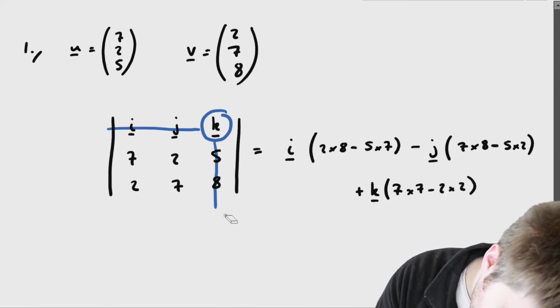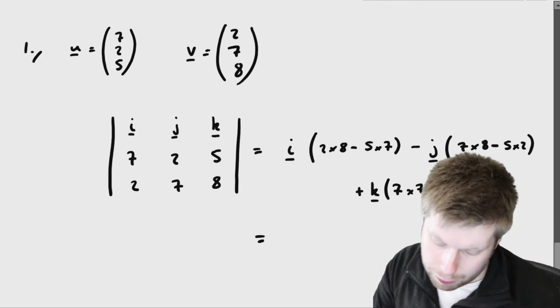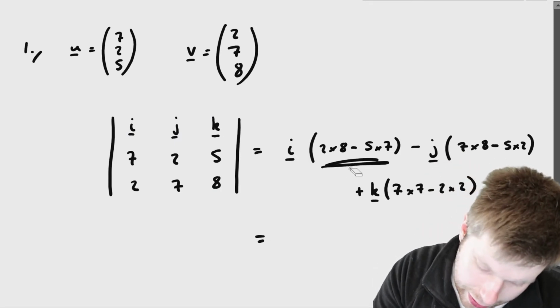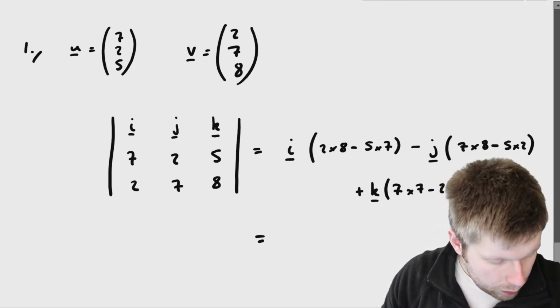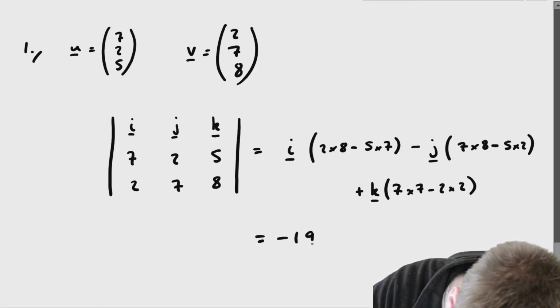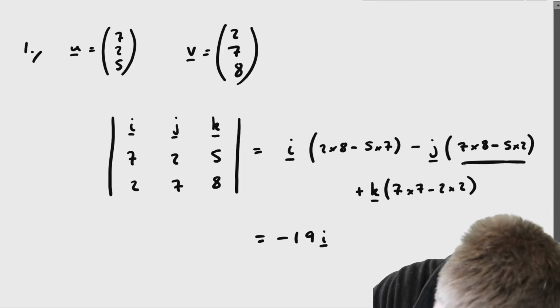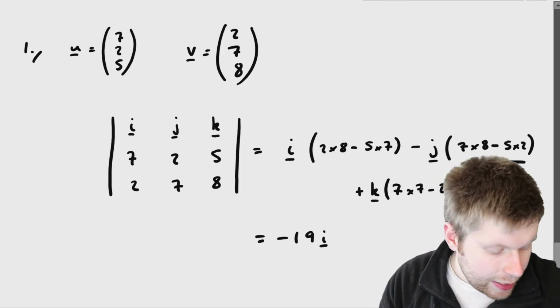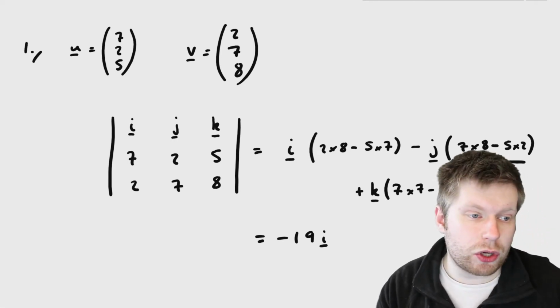Okay, so then I can go back and actually calculate these things to tidy up. If I have a look at that bracket there, I get 16 minus 35, which is equal to negative 19. So my first component is negative 19i, okay? My next component, let's just tidy this up. Well, 7 times 8 is equal to 56. And then if I take away 5 times 2, that's 10.